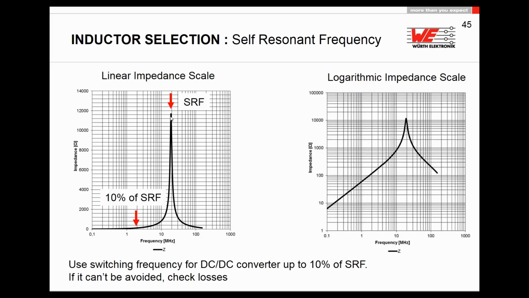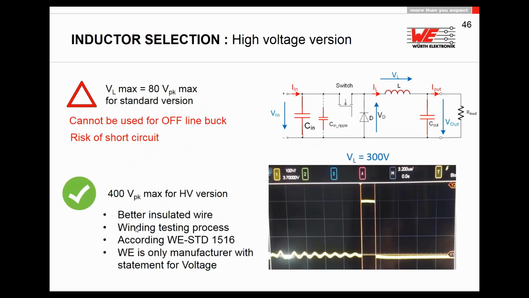And if the self-resonant frequency of this inductor is 20 megahertz, I will use a maximum of 10% of the SRF. So 2 megahertz will be my maximum switching frequency where I would use this inductance. In this area, it's already too dangerous, because there is also some drift from lot to lot, as the capacity of the wire could change, and it is too risky that the inductance will have a different value.